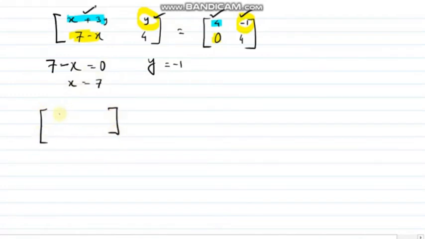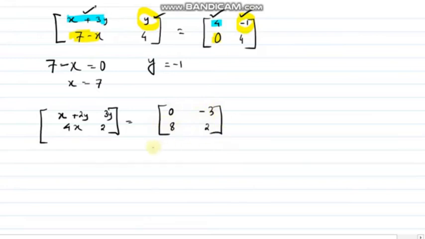Suppose it is given that [x+2y, 3y; 4x, 2] equals [0, -3; 8, 2]. So write it down as you understood from the previous sum. Clearly I can say 4x equals 8, so x will be 2, and 3y equals minus 3, from there y is equal to minus 1. So try to take the easy equation to solve it.